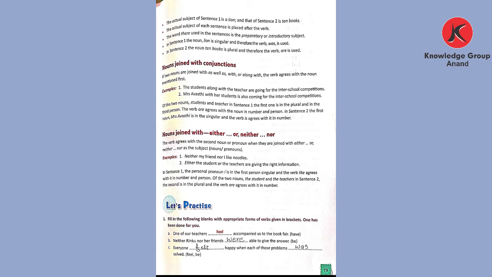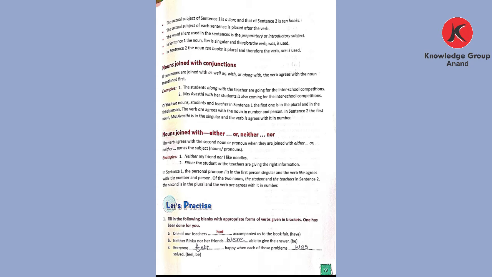When the subject is singular, the verb also should be singular. And when the subject is plural, the verb also should be plural. Now, let us go through the nouns joined with the conjunctions. Now, what are conjunctions? Conjunctions are the joining words.